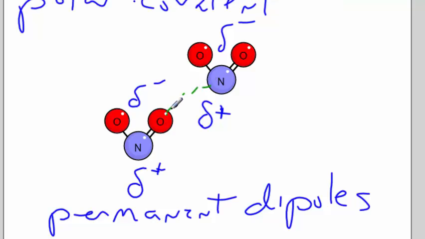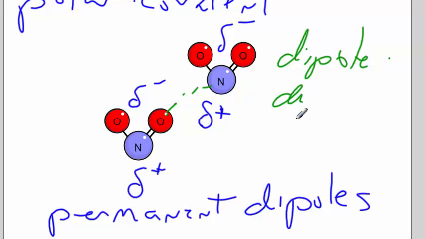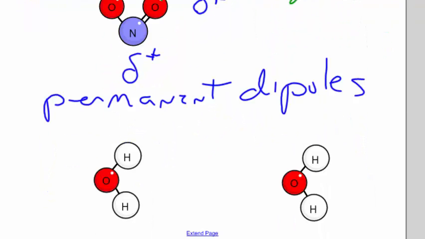And remember, we're talking about lots and lots of molecules, not just one or two, right? Think about a mole. This is called dipole bonding. Now, there's actually a special case of dipole, and that's when you have something like water.